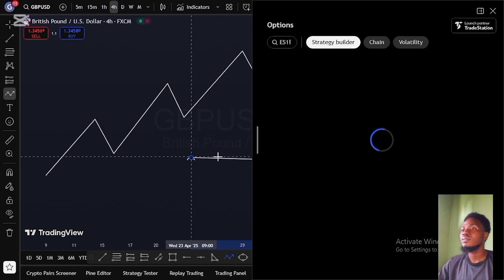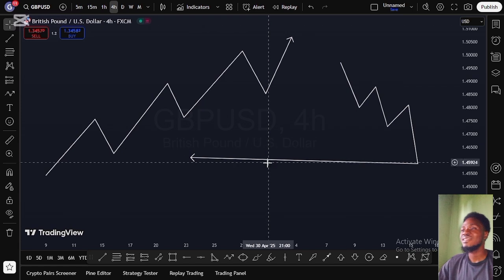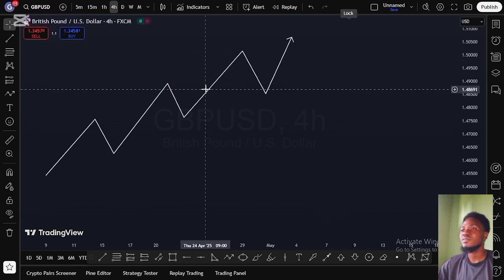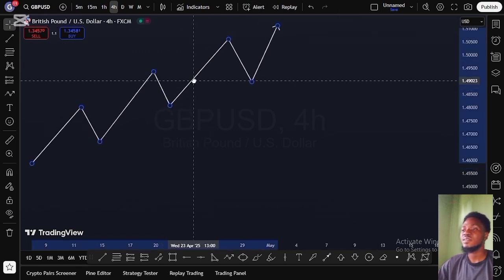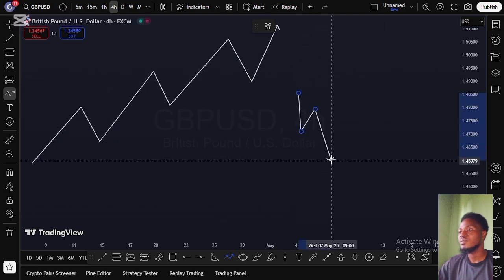Oh, what was that, man? What was that for? Oh, that's messed up. Okay, so let me take it off. Alright, I'll shift this one, so I can have space to draw the bearish side. Okay, I'll make it a bit small.